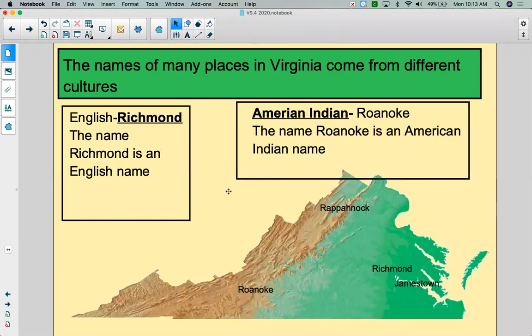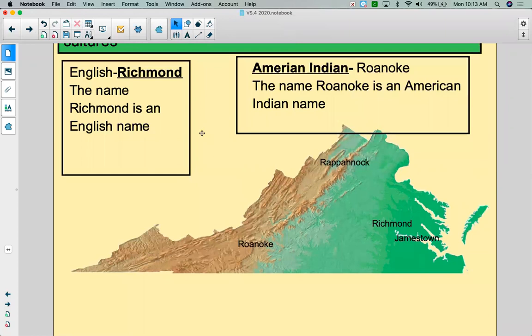So the names of many places in Virginia come from different cultures. All right, boys and girls, get ready to write this on your note page. Richmond is an English name. The name Richmond comes from the English culture. The American Indian name is Roanoke. The name Roanoke is an American Indian name that comes from the American Indian culture.